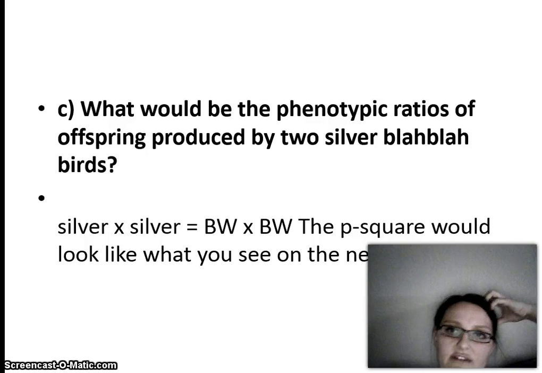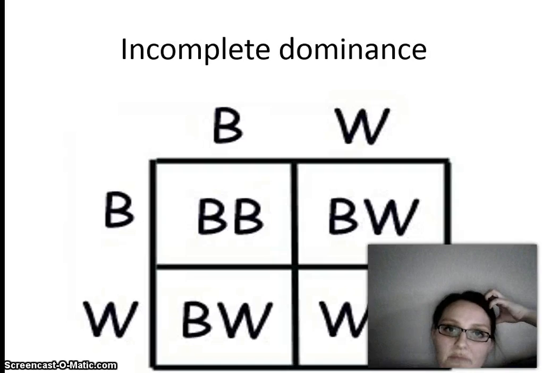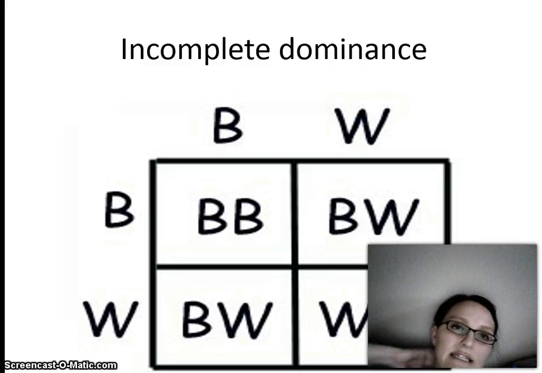C, what would the phenotypic ratios of offspring produced by 2 silver blah blah birds be? This one was actually very difficult since I haven't been in class with you. Silver times silver, so that's BW times BW. The Punnett square would look like what you see on this next slide, okay? So it's going to look like this. You get something that you probably didn't expect.